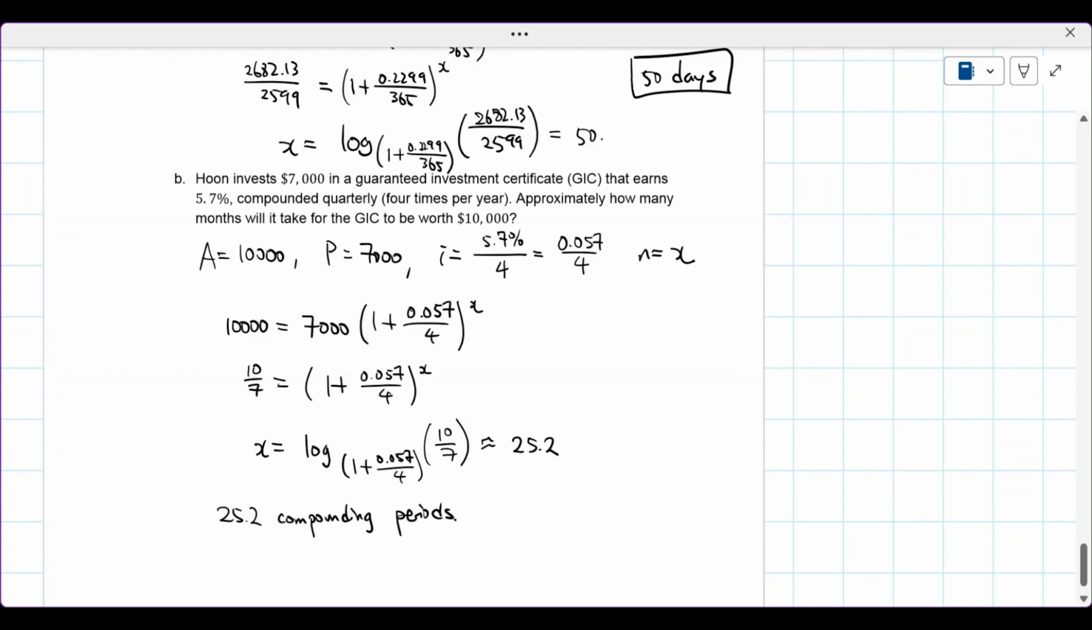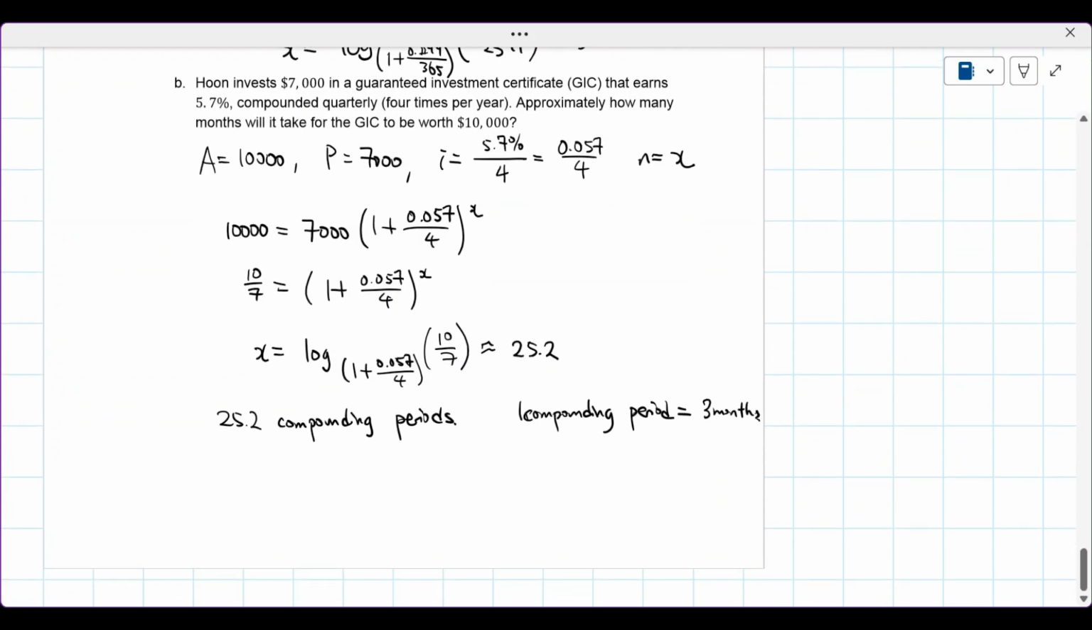We know that one compounding period is quarterly compounded, so that's going to be 3 months, isn't it? So 25.2 compounding periods will be equal to 25.2 times 3 months. That's going to be approximately 75.6 months as the final answer. Approximately 75.6 months before the GIC will be worth $10,000.